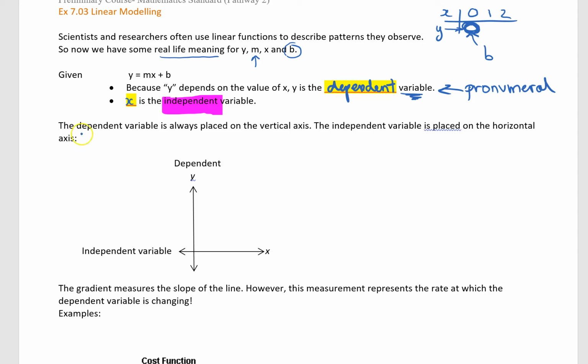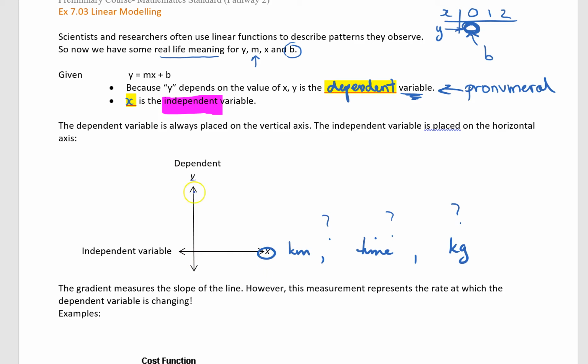When we come to graphing them, the dependent, now remember that's y, is always placed on the vertical axis. Up and down is vertical, and you've been doing that since year 8. The independent variable is placed on the horizontal axis. The reason that we're focusing on identifying that is because it won't always be x. This could actually be kilometres. It could be time. It could be years. It could be kilograms. All of these things could possibly be represented on the x-axis.